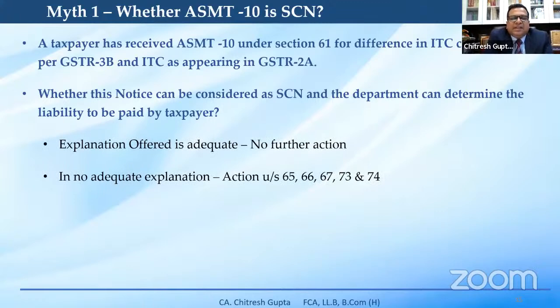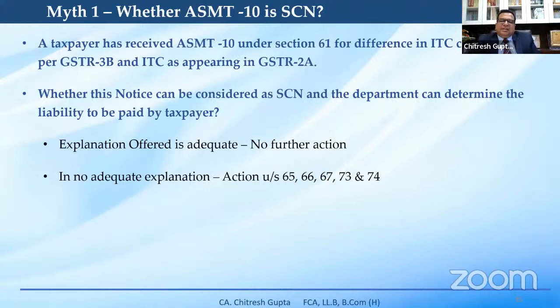So if we go through the section itself, it says if a notice under ASMT 10 is issued, the taxpayer is required to offer an explanation of the discrepancy, and if the explanation offered is adequate, then no further action will be taken by the department. If the explanation offered is inadequate and the department thinks that further action needs to be taken, the department cannot determine any liability by way of ASMT 12. So in that case, the department has to resort to the other options which are available under the GST law.